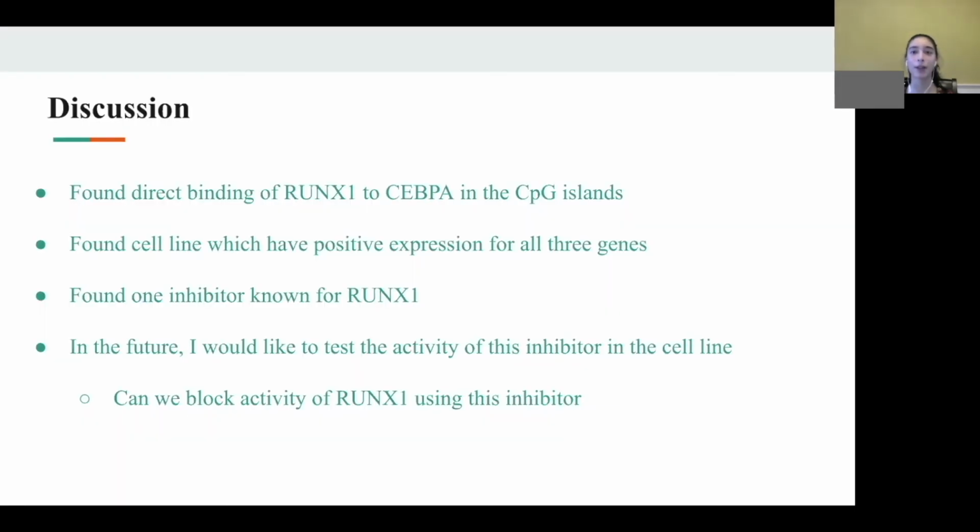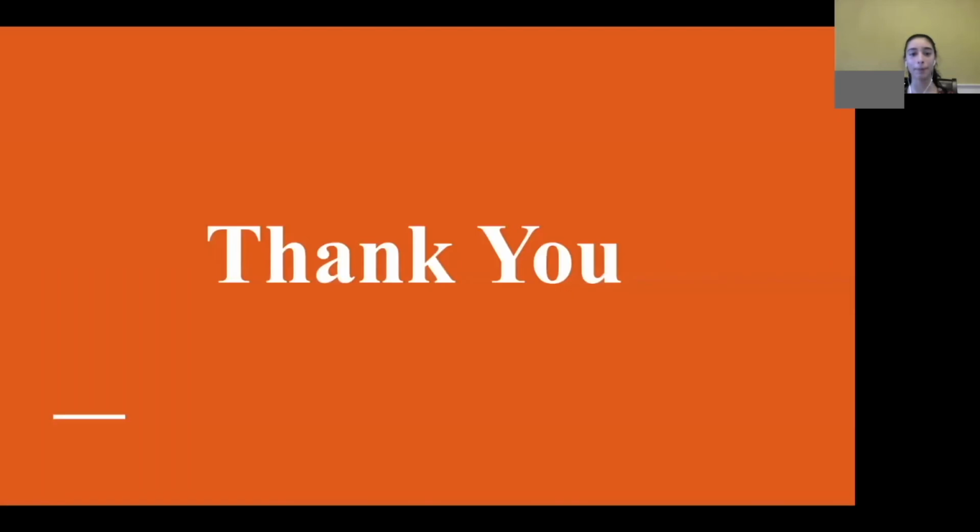To end off my presentation, I'd like to summarize my findings. And so for the discussion, I found direct binding of RUNX1 to CEBPA. I found a cell line which has positive expressions for all three genes. I found one inhibitor known for RUNX1, and in the future, I'd like to test the activity of this inhibitor in the cell line. We can block the activity of RUNX1 using this inhibitor. Thank you.